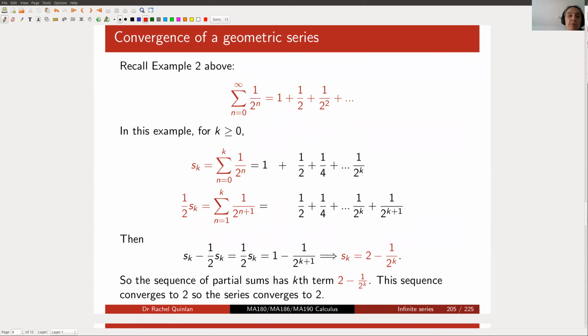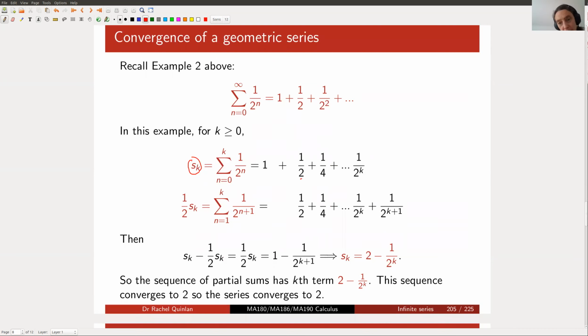Just to reframe this in the language of sequences of partial sums, in this example for k greater or equal to 0, the partial sum sk would be the sum of the terms from 1 over 2 to the 0 to 1 over 2 to the k. So that would be 1 plus a half plus a quarter up as far as 1 over 2 to the k. It's a sum of k plus 1 terms, because there's 1 plus k.